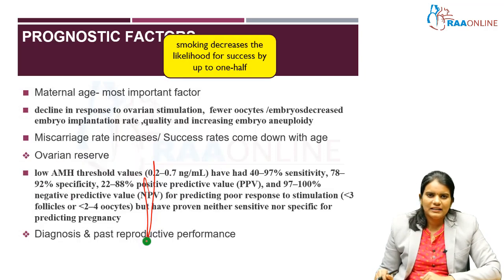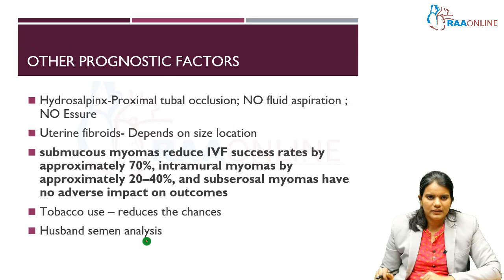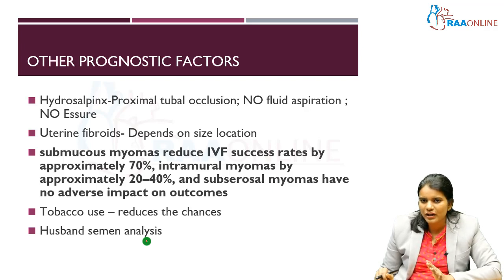Now, another important prognostic factor is smoking. Other prognostic factors are hydrosalpinx. If there is hydrosalpinx, you can try a proximal tubal occlusion. Fluid aspiration, Essure, all these things are given in Speroff. You may not be asked in the exams. Just for theory purposes, know that we only do a proximal tubal occlusion. We do not do a fluid aspiration or Essure.